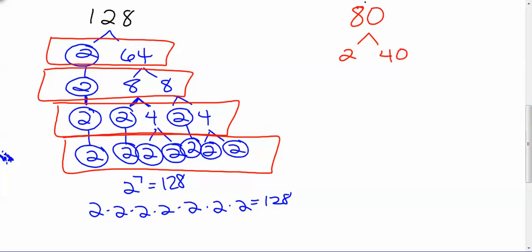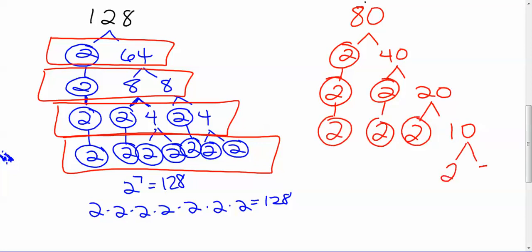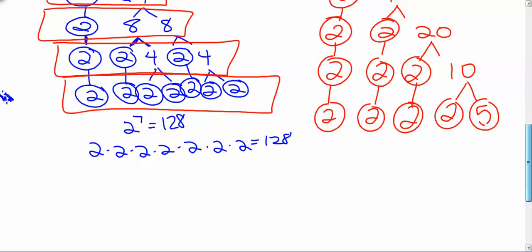All right, so we've got 80 broken down into 2 times 40. You'd break that down into 2 times 20, right? Bring down this 2. All right, 20 can break down into 2 times 10. Keep bringing these 2s down. And then 10 would break down into 2 times 5, both of which are prime. Can't touch those. And you're going to end up with a prime factorization of 80. So 2 times 2 times 2 times 2 times 5. That would multiply to give you 80.